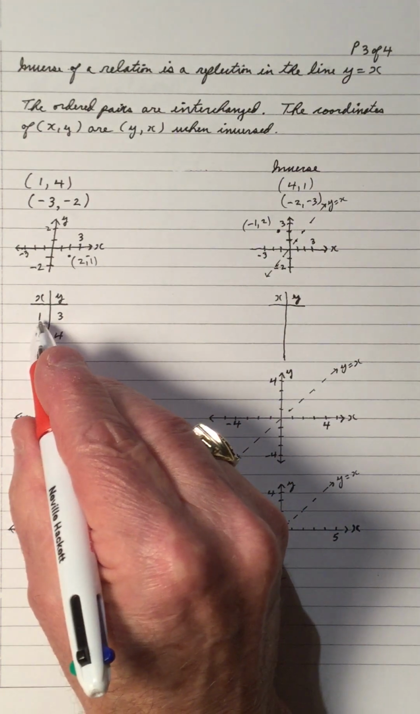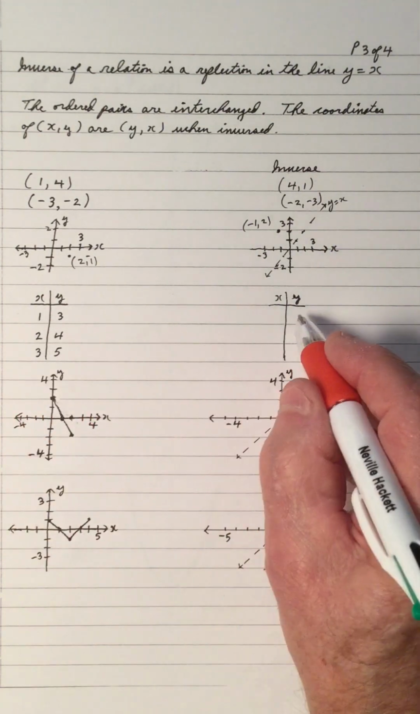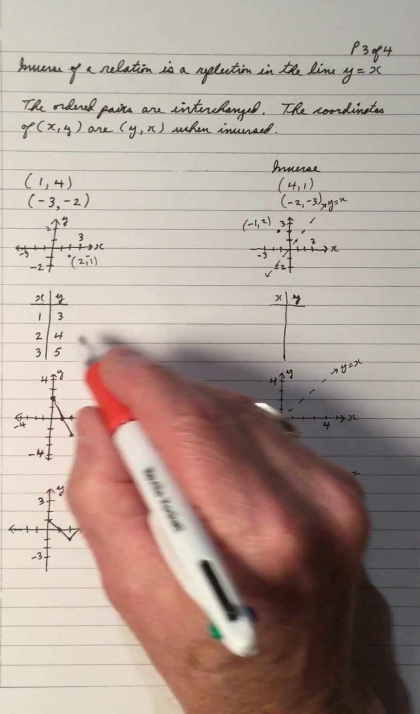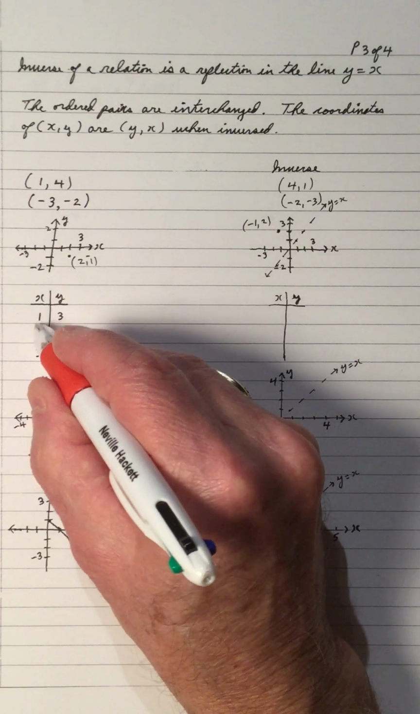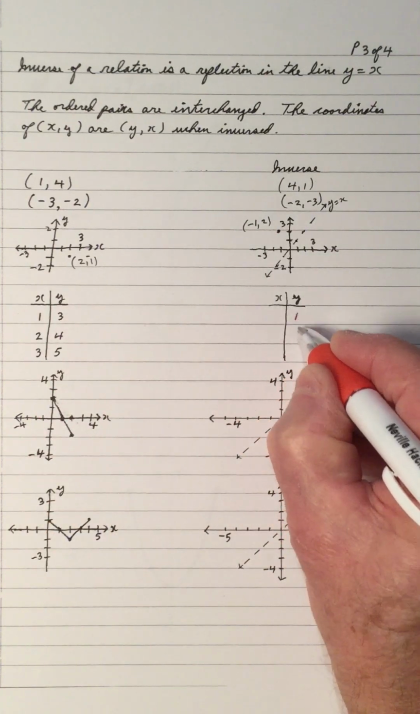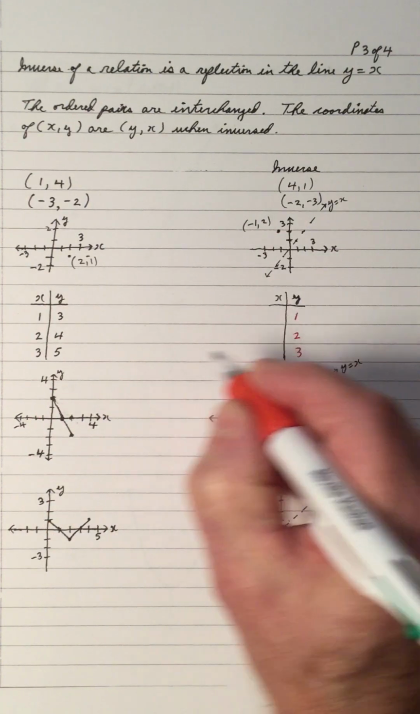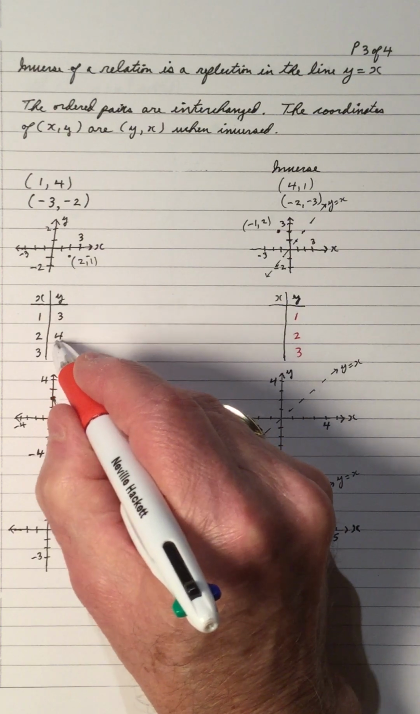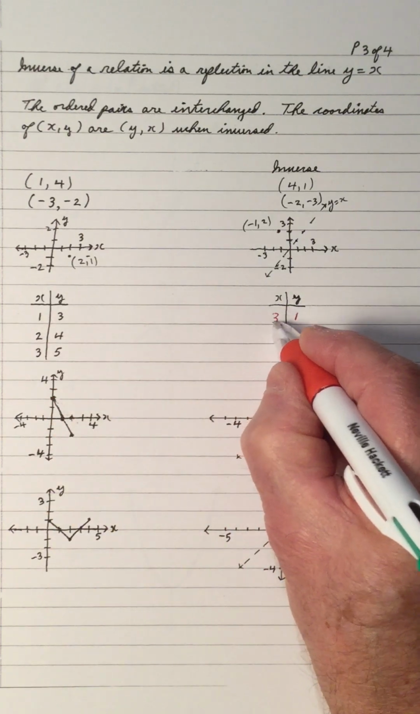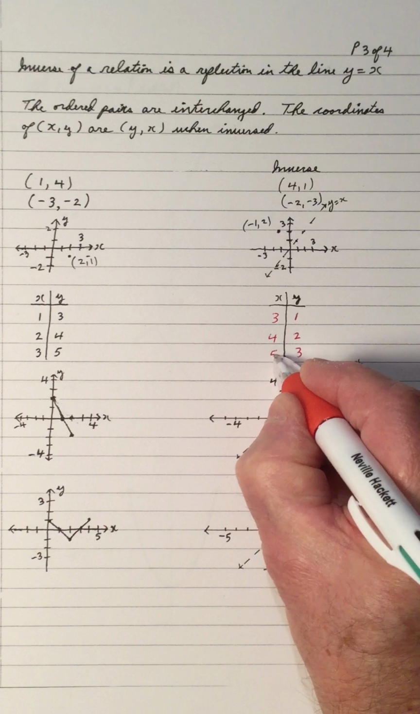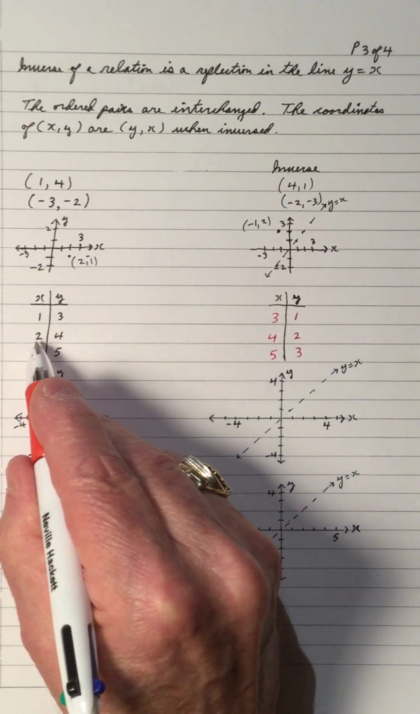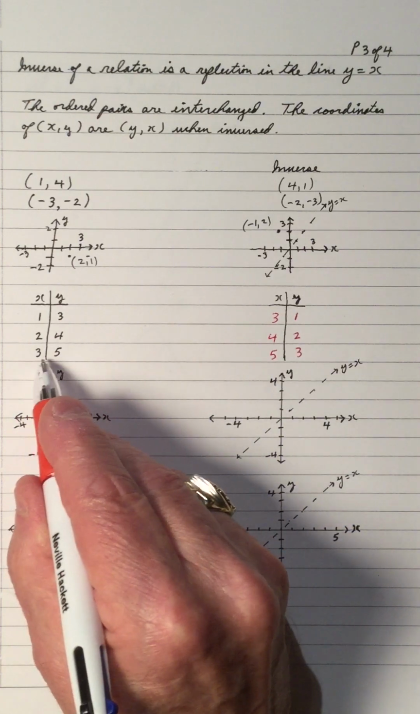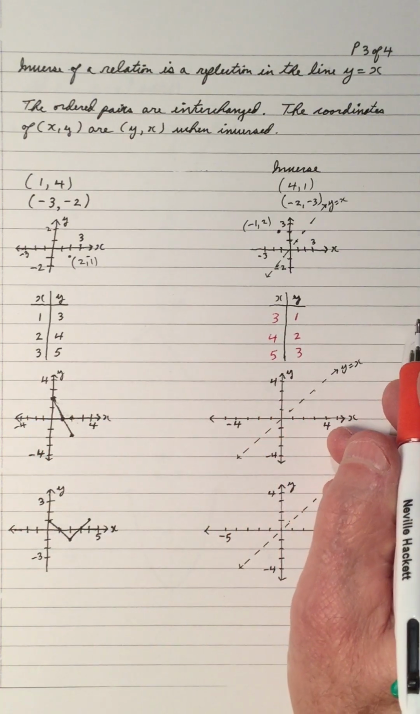So we've got a table of values. The x's become the y's and the y's become the x's. So the x's are 1, 2, 3, and the y's are 3, 4, 5. So the x's become 3, 4, 5 and the y's become 1, 2, 3. Notice the ordered pair 1, 3 is 3, 1. 2, 4 is 4, 2. 3, 5 is 5, 3.